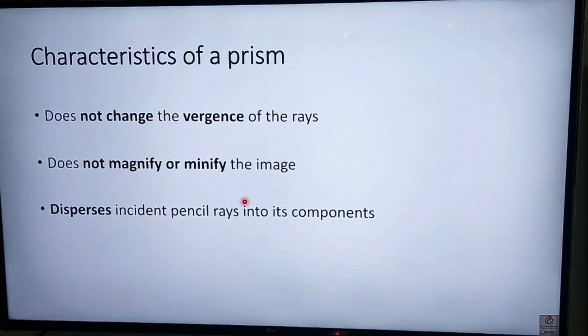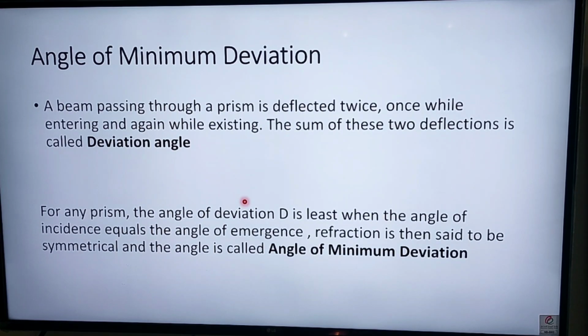Characteristics of a prism: when light passes through a prism, it is dispersed into its components. The prism does not change the divergence of the light, and the prism also does not increase or decrease the size of an image. Okay, so now talking about angle of minimum deviation.